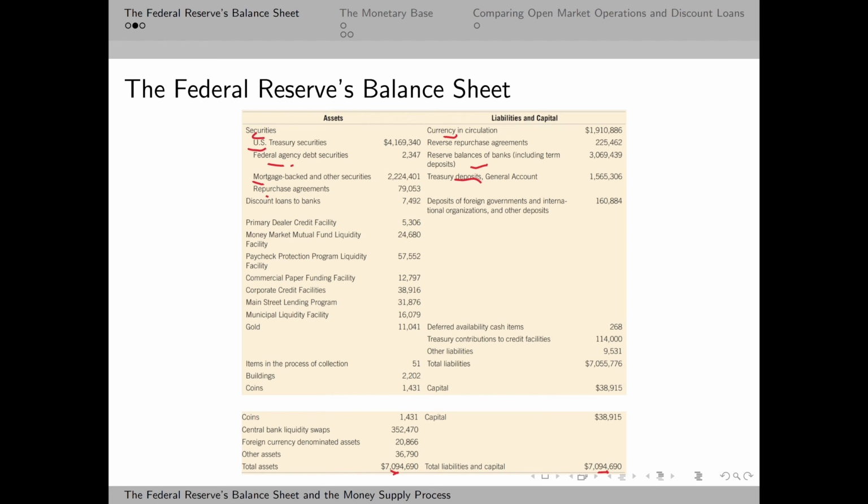You have a couple of secondary situations like reverse repos, the foreign government deposits, etc. But this isn't really who the Fed is dealing with the most. The most of it is really coming from these reserve balances of banks.